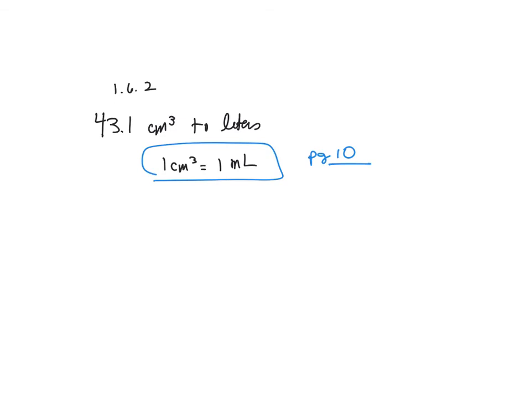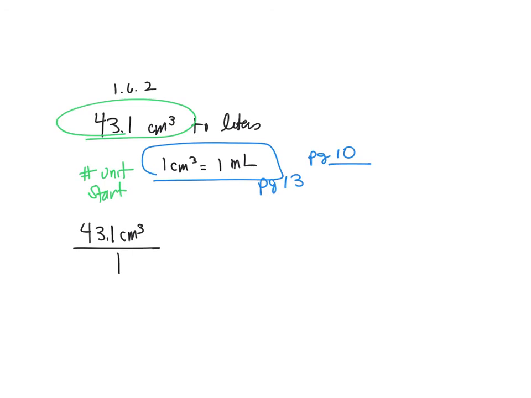You see that on page 13. I do expect you to memorize that and know that, okay, because it's how you can go from centimeters to milliliters to liters. All right, so here is our problem, and we're going to do dimensional analysis. So this is your known. This is your given. You have a number with a unit, and that's where you always start. Then you put that over 1, 43.1 centimeters cubed over 1.